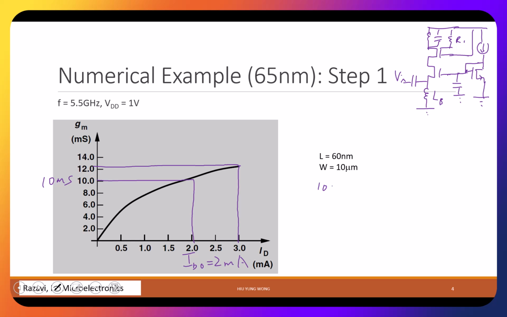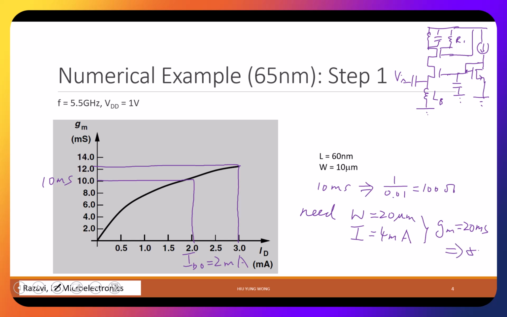Now 10 millisiemens is what? It is 1 over 0.01, equal to 100 ohm, right? But I want 50 ohm. So I need to double the width to 20 micrometer, and ID equal to 4 milliampere, so that I will get gm equals 20 millisiemens, which gives me 50 ohm. 1 over gm equals 50 ohm. Is this okay? Any questions?